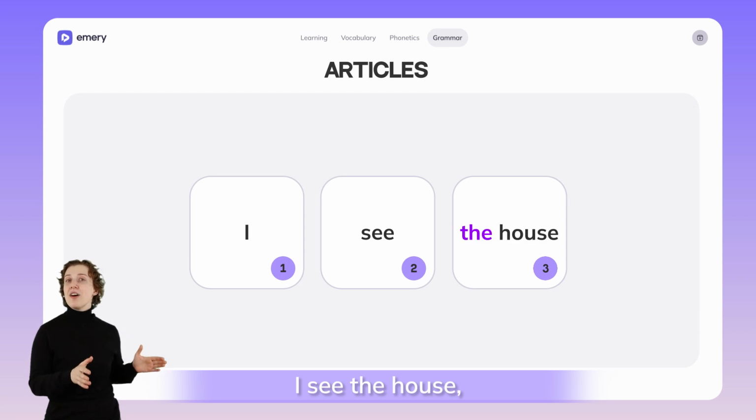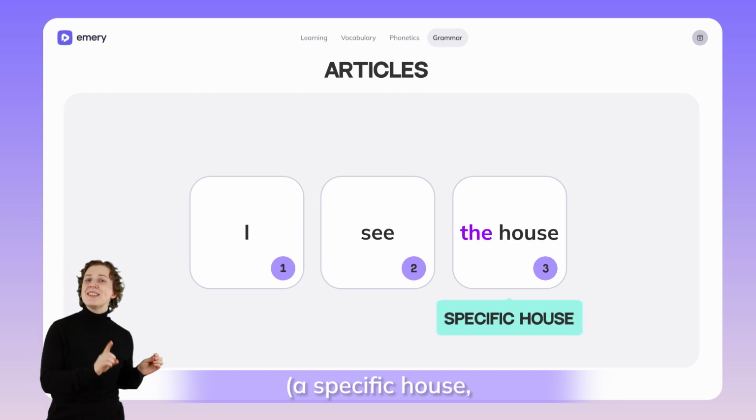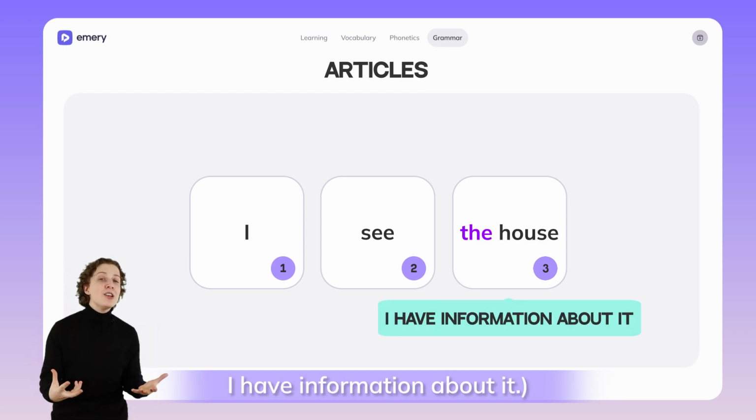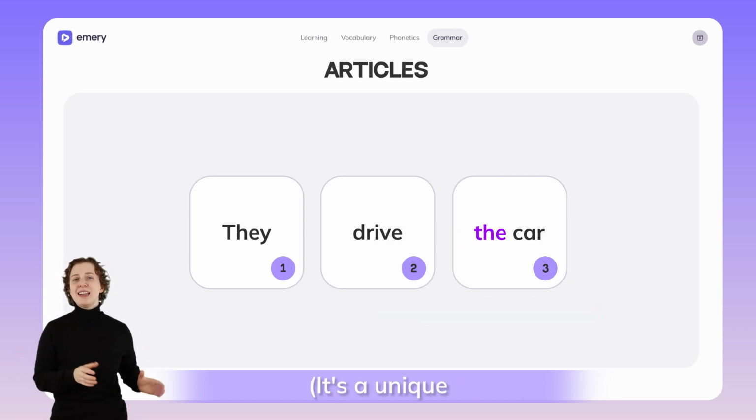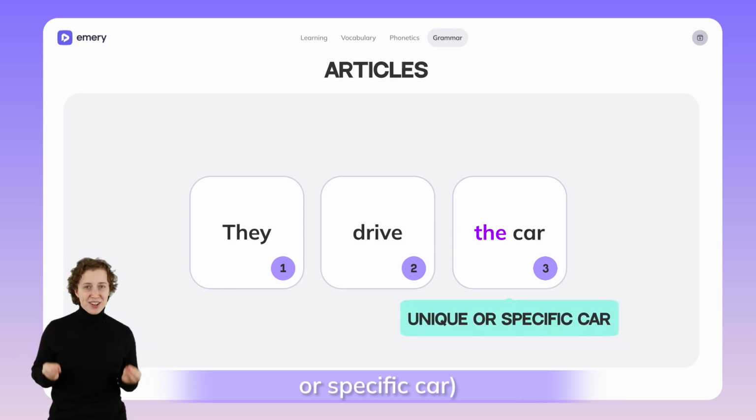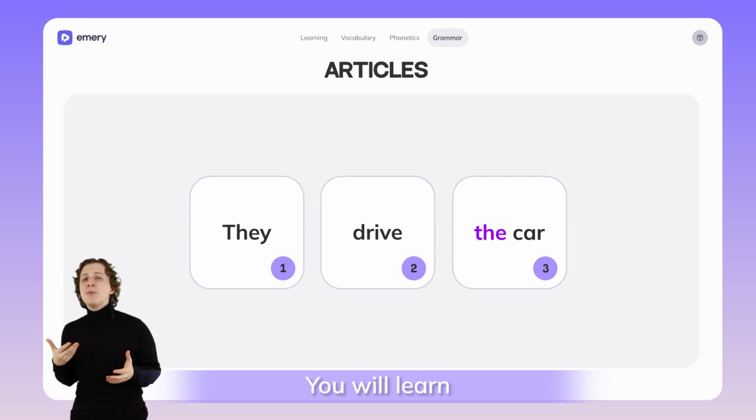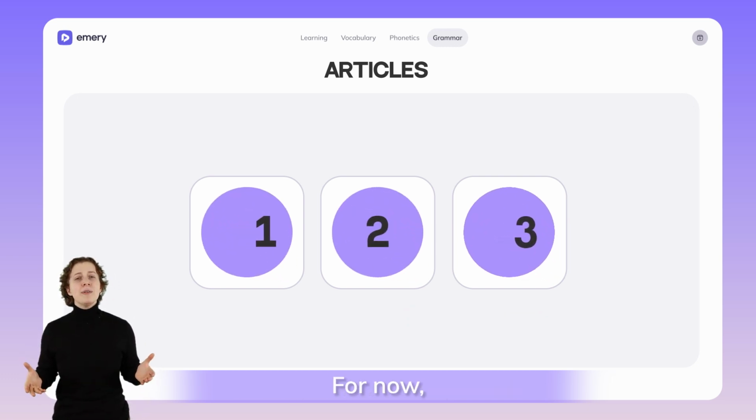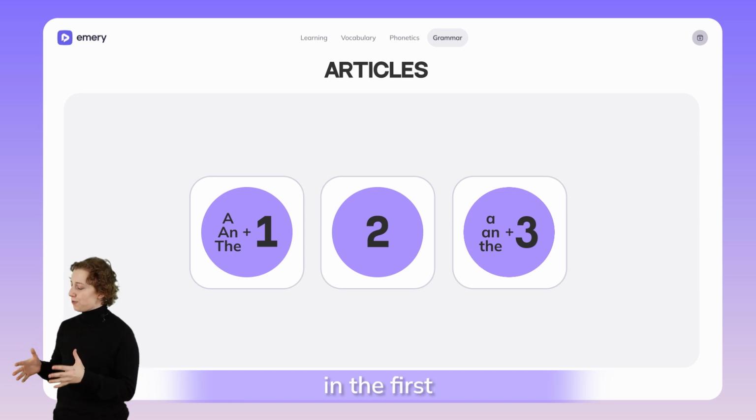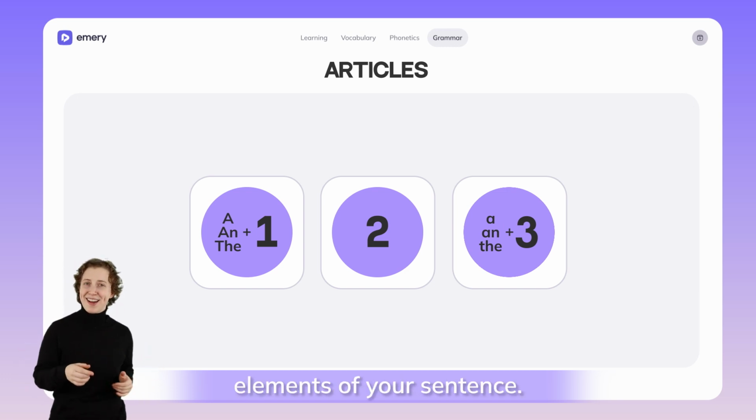I see the house, a specific house. I have information about it. They drive the car. It's a unique or specific car. You will learn more about articles in English in other classes. For now, just use them with nouns in the first and third elements of your sentence.